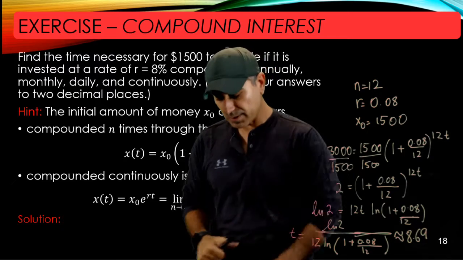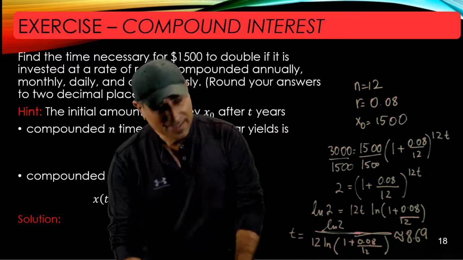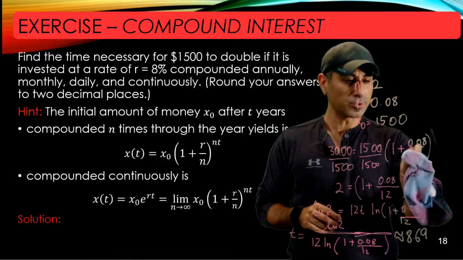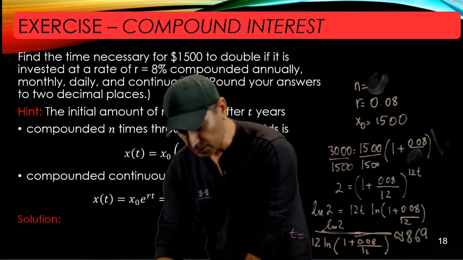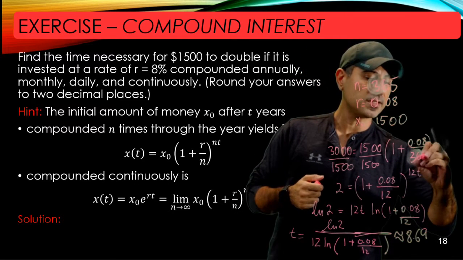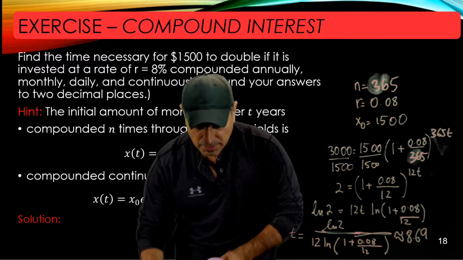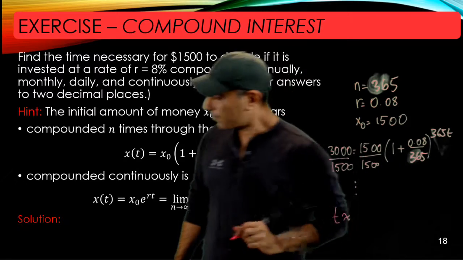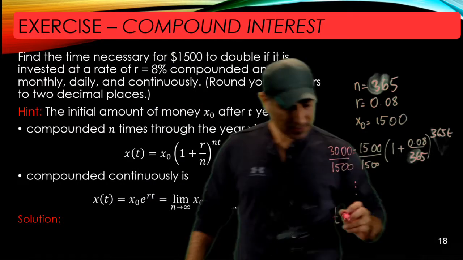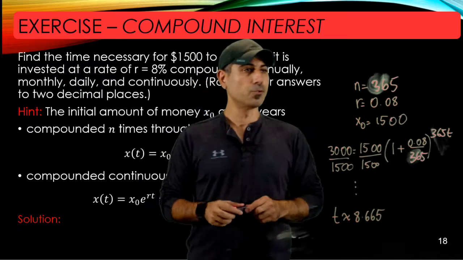Let's look at the third case, which is daily. Daily means we have 365 days, so n is going to be 365. At this moment, I want you to do the calculation by yourself, and I'll just provide you the final result. So this is 365 and 365t, and I want you to apply the same strategy. We're going to find t approximately equal to 8.665, which is slightly better than the one that you got for monthly.